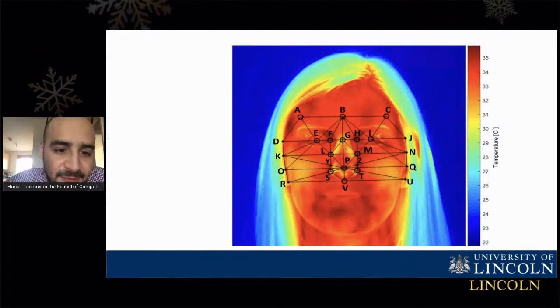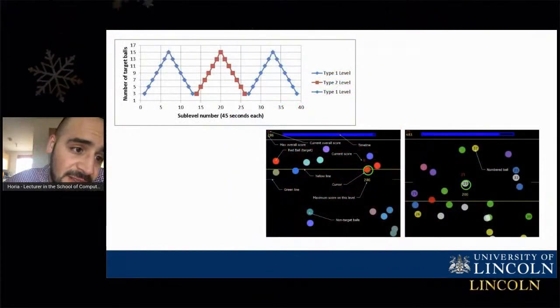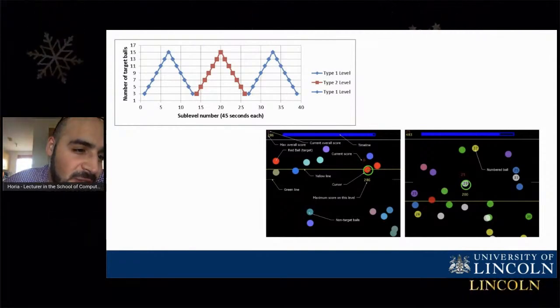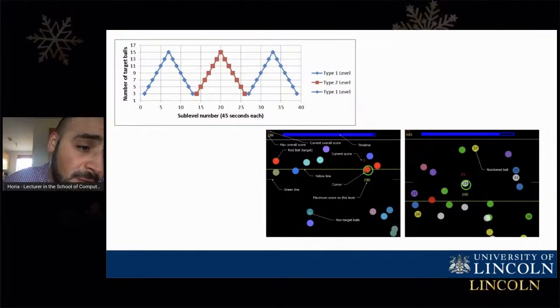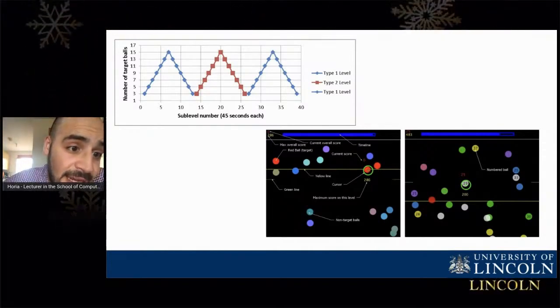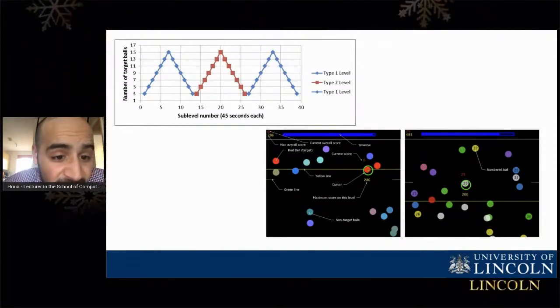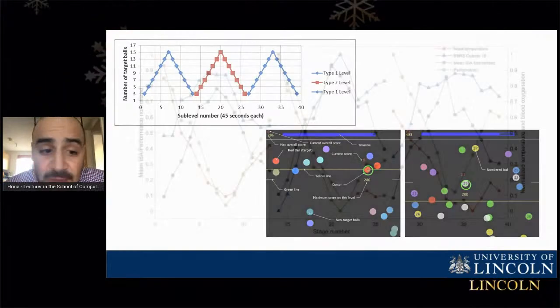So we tracked different points on the face again, and as you can see on the top image here, you can see how demand increases. So the number of targets they had to shoot on the screen ranged from 3 to 17, and then decreased again. Increased, decreased, increased, decreased. And what did we find? This is the task. They had to shoot balloons. They had some performance metrics as well. But what did we find?